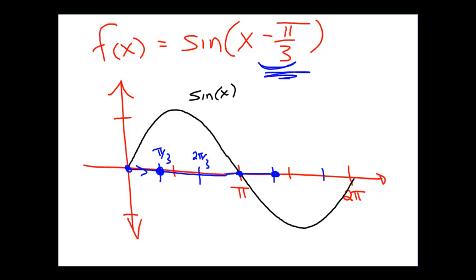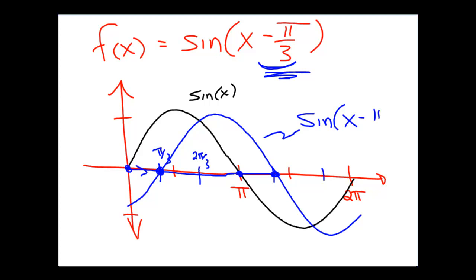And so we can start to see a pattern. Now, we won't be able to necessarily come up with a whole graph, but we can definitely come up with a sketch just by plotting a few points, thinking about the way in which a few points would shift. So this is a fair representation of the graph of the sine of x minus pi over 3.